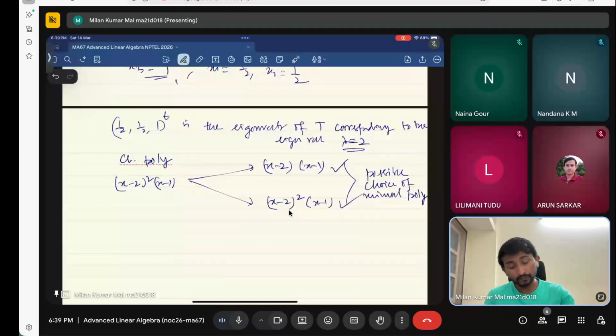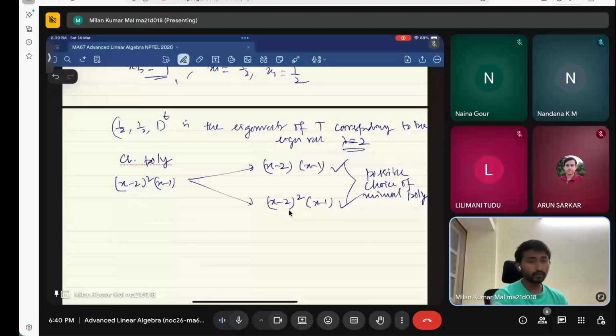But look carefully. If we have this first option, (x minus 2)(x minus 1), these are the type of reasoning you need to do to find the Jordan canonical form when we will be discussing those. So if this is the case, then the minimal polynomial is factored into distinct linear factors, right? So that means the linear operator will be diagonalizable. So if it is diagonalizable, then the algebraic multiplicity will be equal to the geometric multiplicity.